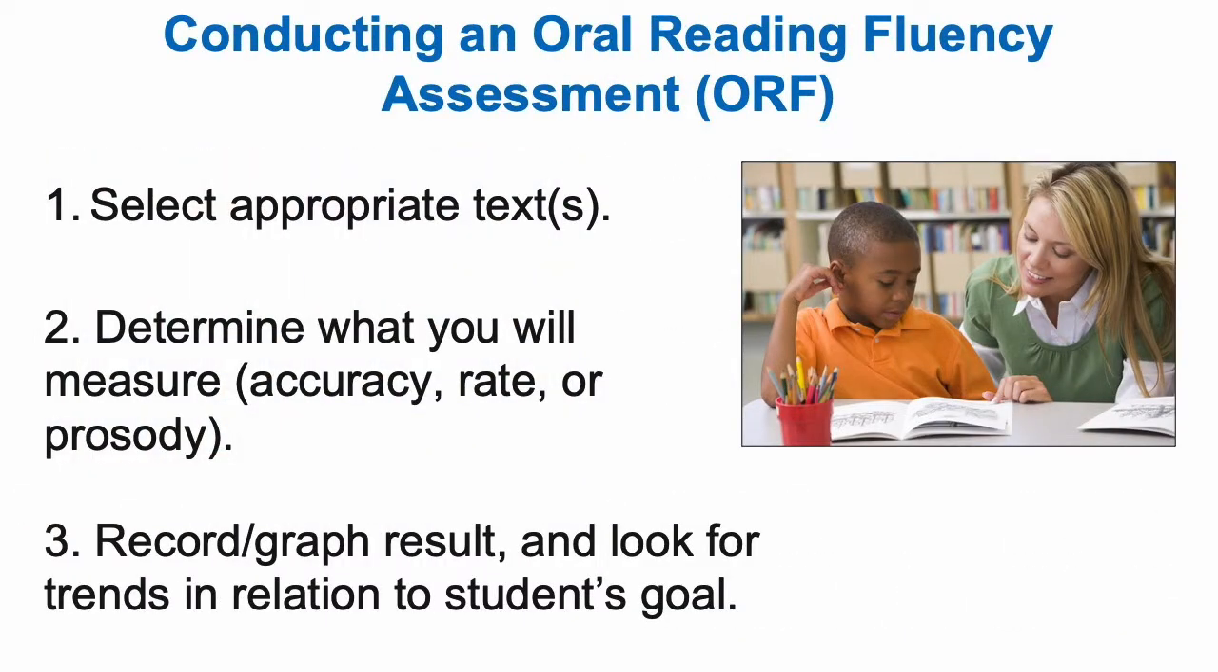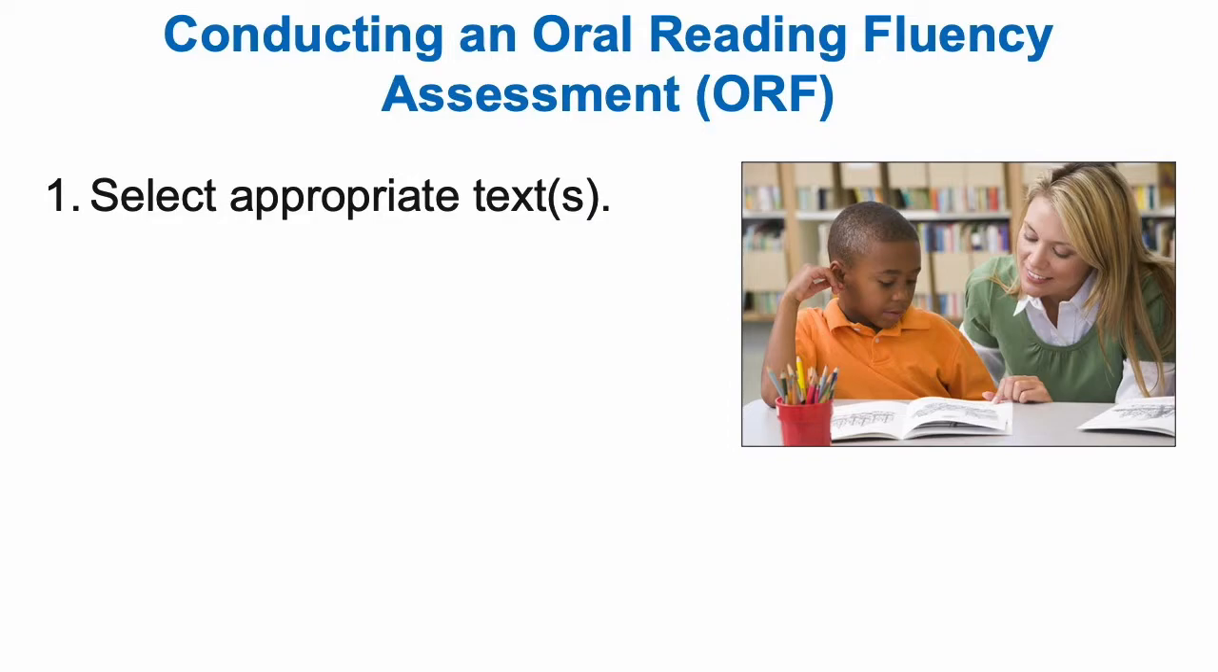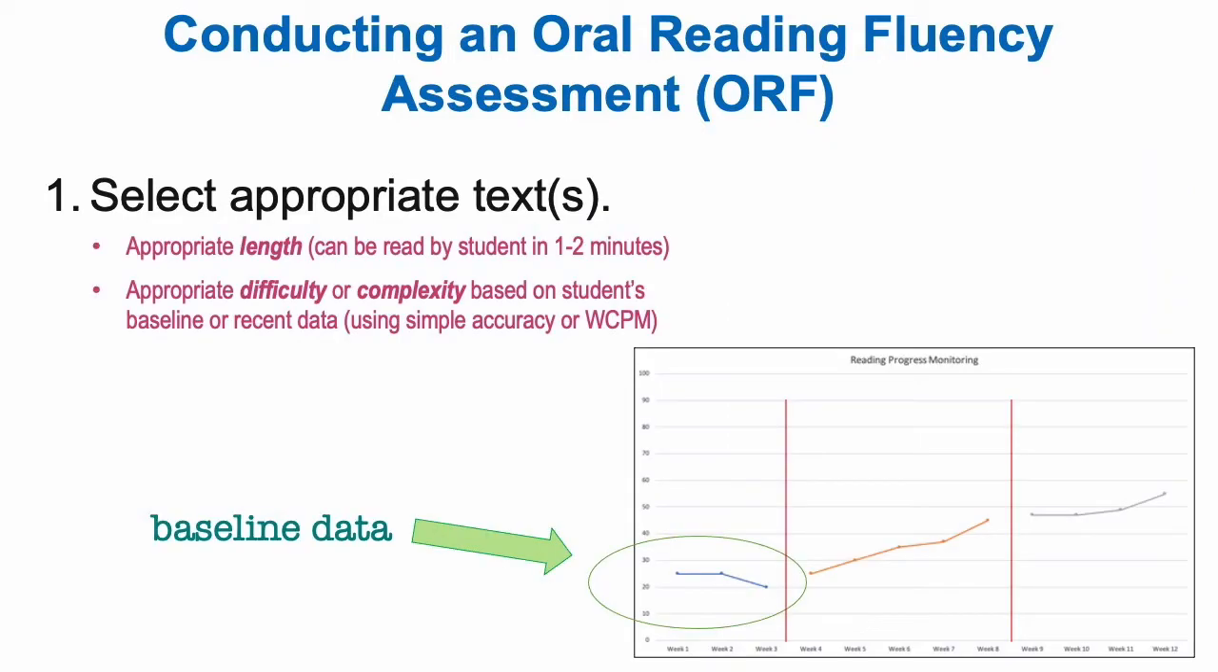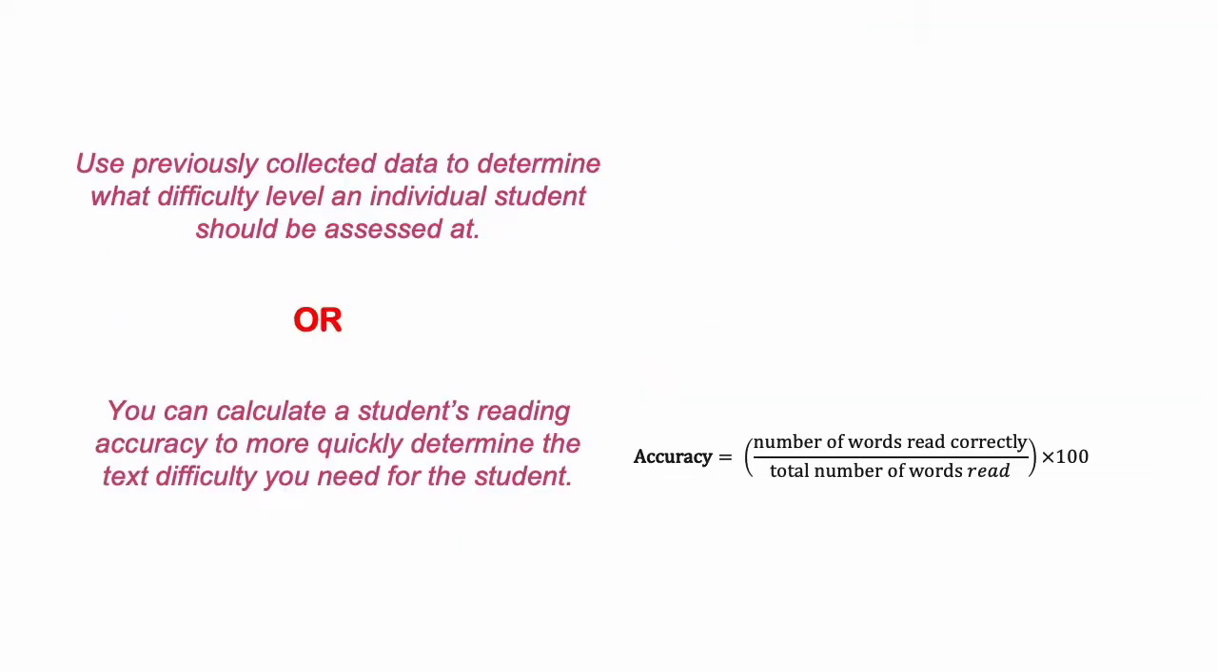The process of conducting oral reading fluency assessments can be summarized in these three steps. We will take a closer look at each of these. The first thing to do before conducting these assessments is to select an appropriate text. The text that you select should be an appropriate length and difficulty for the individual student. This decision can be based on previously collected data, baseline data from CBM, or from calculating students' reading accuracy.